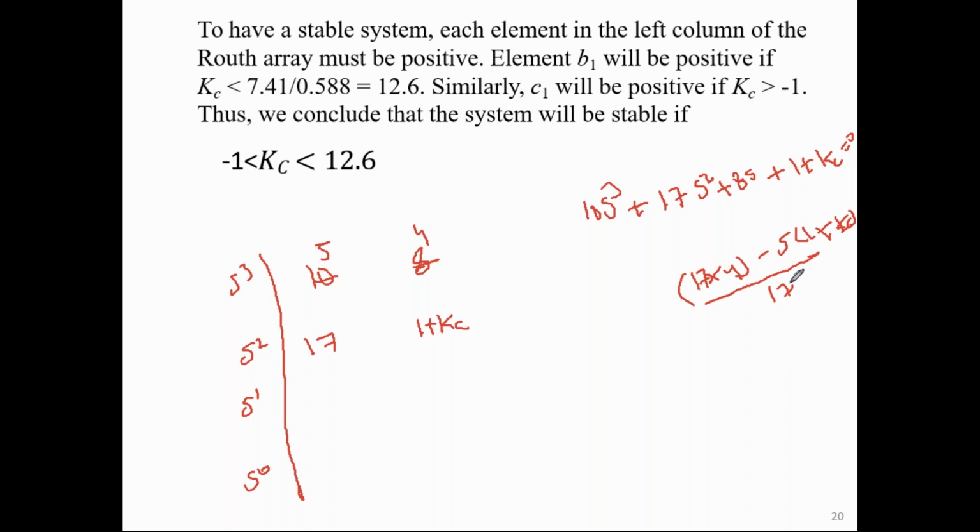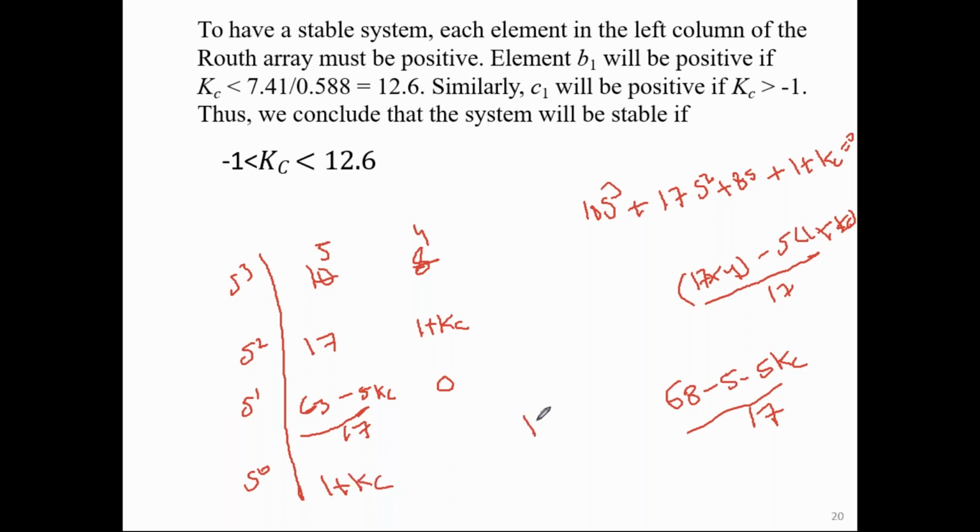If you want to simplify this, 17 into 4 is 68, minus 5 kc, divided by 17. So 63 minus 5 kc divided by 17, and here it will be 0. Okay, next s power 0: what comes is this into this minus 0, divided by, so you will get 1 plus kc.